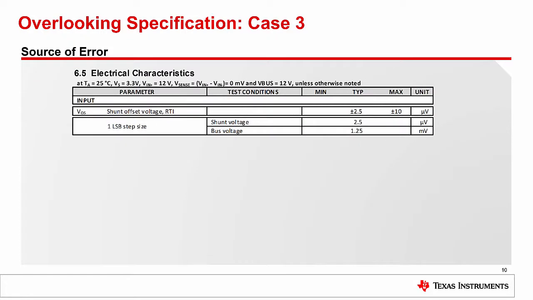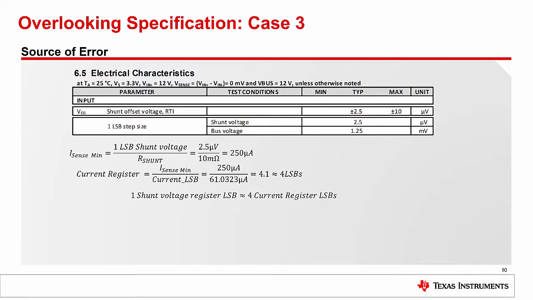Yes, in fact, it turns out that we overlooked the 1 LSB step size for the shunt voltage as well as the offset voltage specification. The minimum shunt voltage is 2.5 microvolts. If we divide that by our shunt value, we find that actually 250 microamps is the lowest we could ever hope to measure, and that corresponds to 4 LSBs.